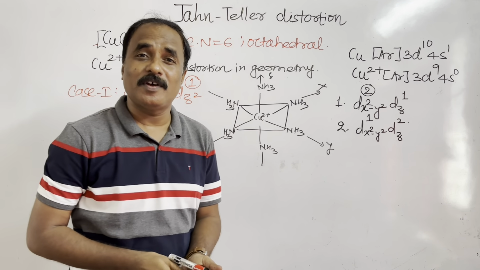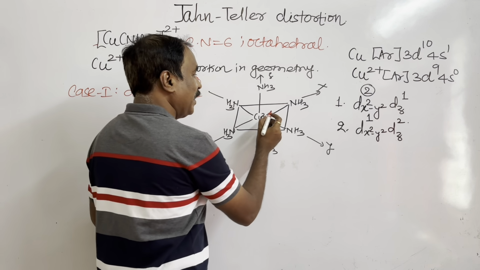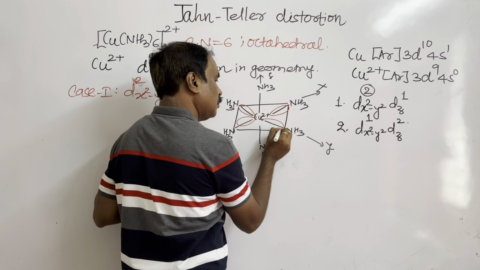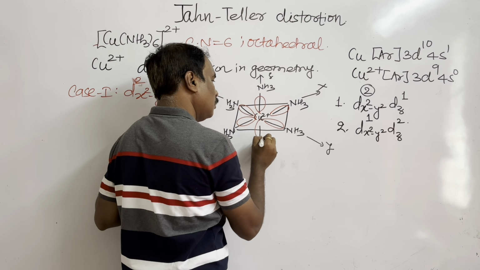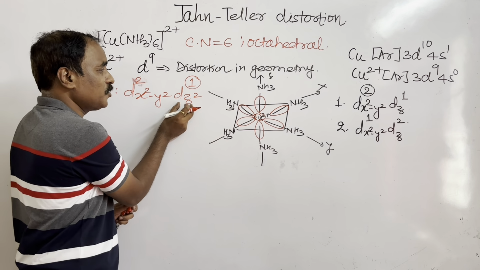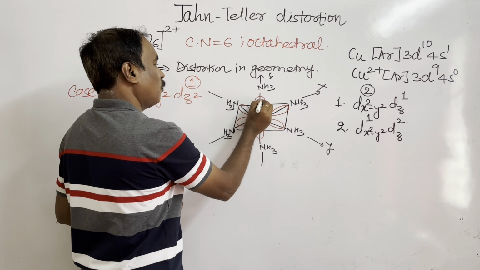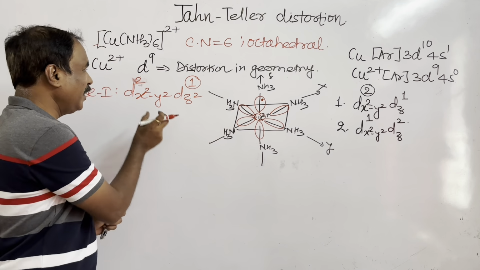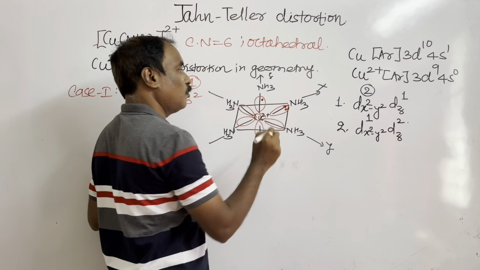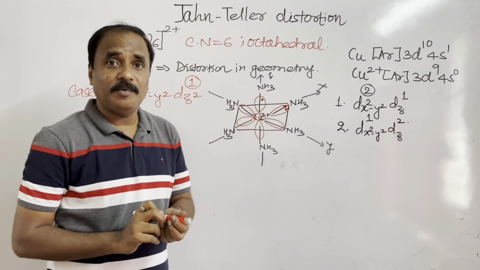What is the shape of dx square minus y square? It lies along the x and y axes, and dz square lies along the z axis. Here the unpaired electron is present in dz square. In dx square minus y square, the electrons are paired. So what will happen?